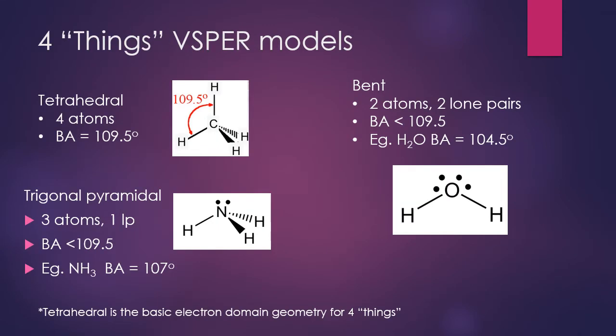Now let's look at 4 things. So the 4 things category, notice there's several different shapes it could be. So you really need to pay attention to how many of those things are atoms and how many of those things are lone pairs. So let's look at the first geometry. The first geometry is called tetrahedral. So this is the case where the central atom has 4 things around it and all of those things are atoms, so 0 lone pairs. In this case, the bond angle is 109.5.